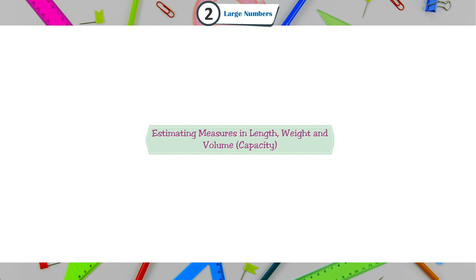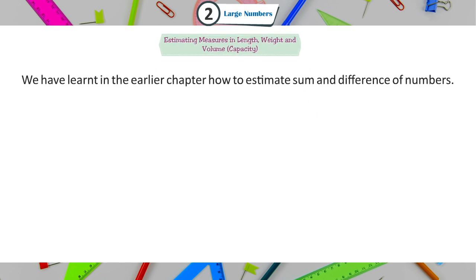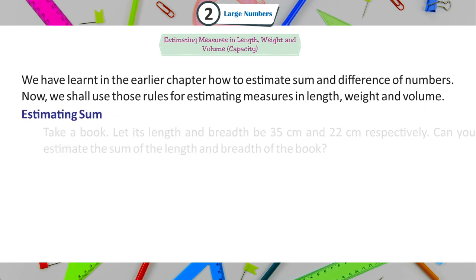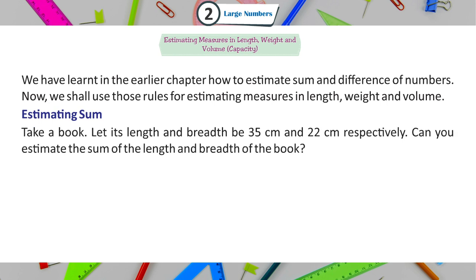Estimating measures in length, weight, and volume. Capacity. We have learned in the earlier chapter how to estimate sum and difference of numbers. Now we shall use those rules for estimating measures in length, weight, and volume. Estimating sum. Take a book. Let its length and breadth be 35 centimeters and 22 centimeters respectively. Can you estimate the sum of the length and breadth of the book?